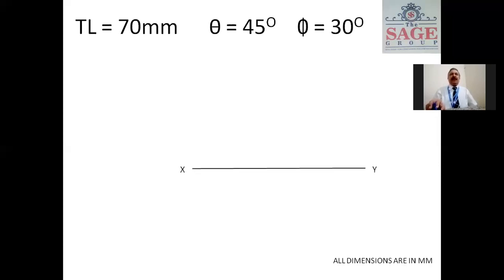First of all, we draw the XY line. Then mark point A, which is A dash and A, above HP and in front of VP. This means we are doing the problem in the first quadrant.